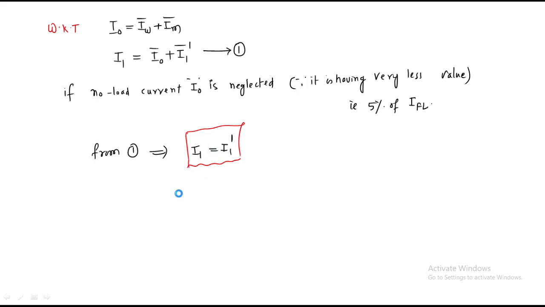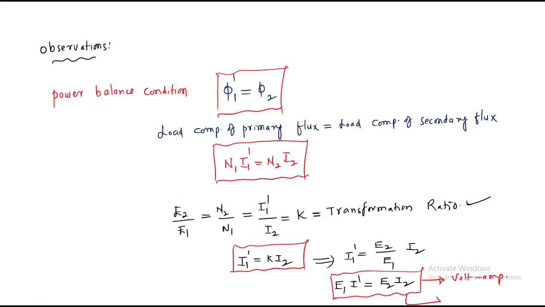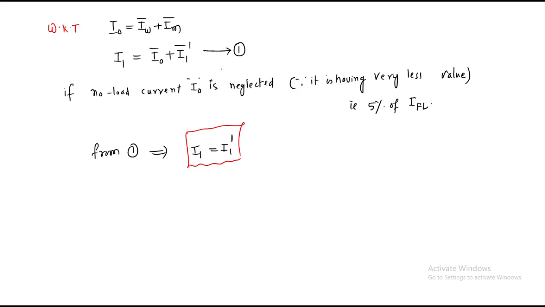So let us take this as 1 and this as 2. From 2, I1 dash equals, then from 1, N1 I1 equals N2 I2.